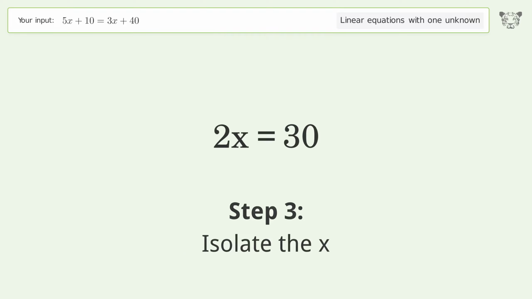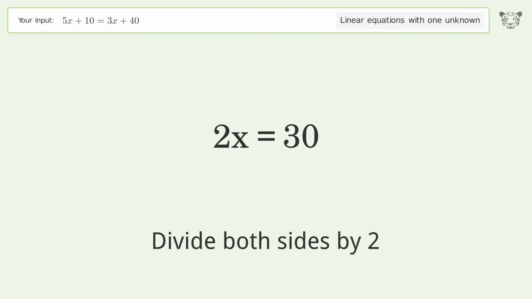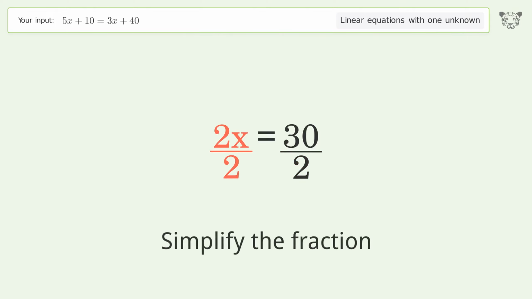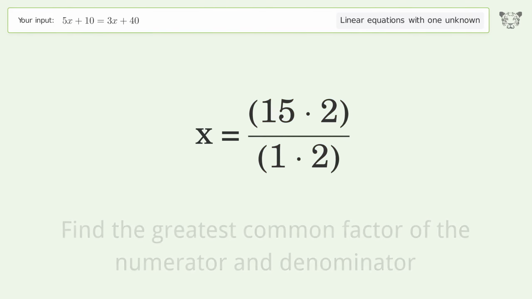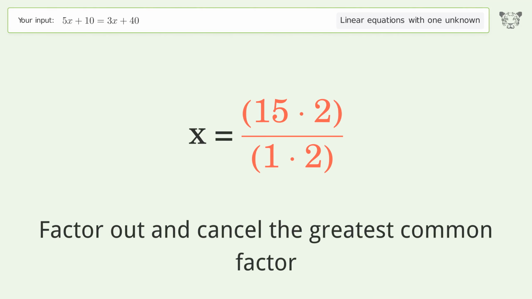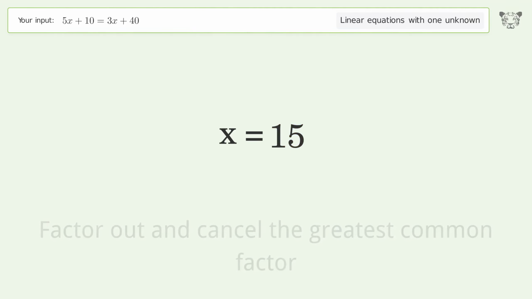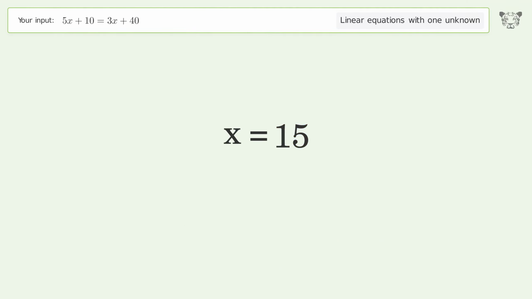Isolate the x. Divide both sides by 2. Simplify the fraction. Find the greatest common factor of the numerator and denominator. Factor out and cancel the greatest common factor. And so the final result is x equals 15.